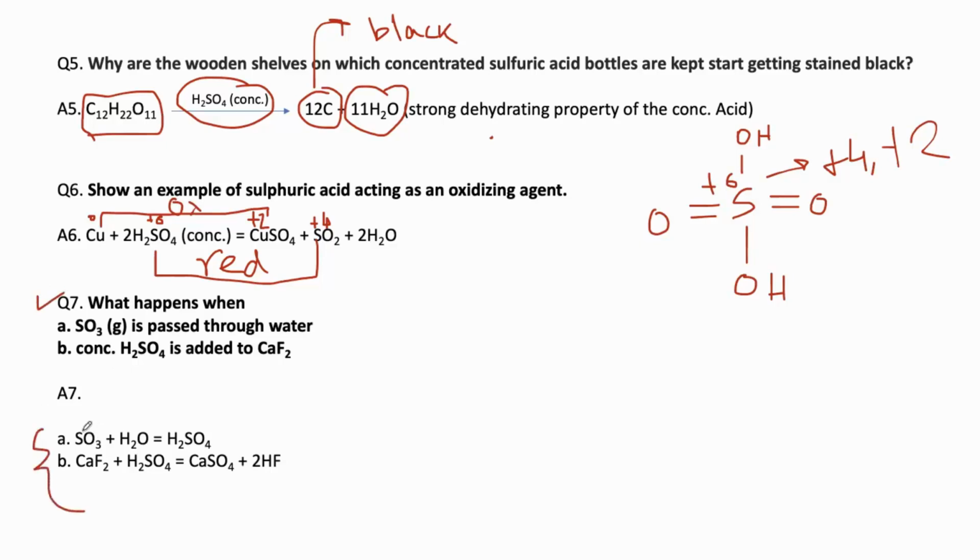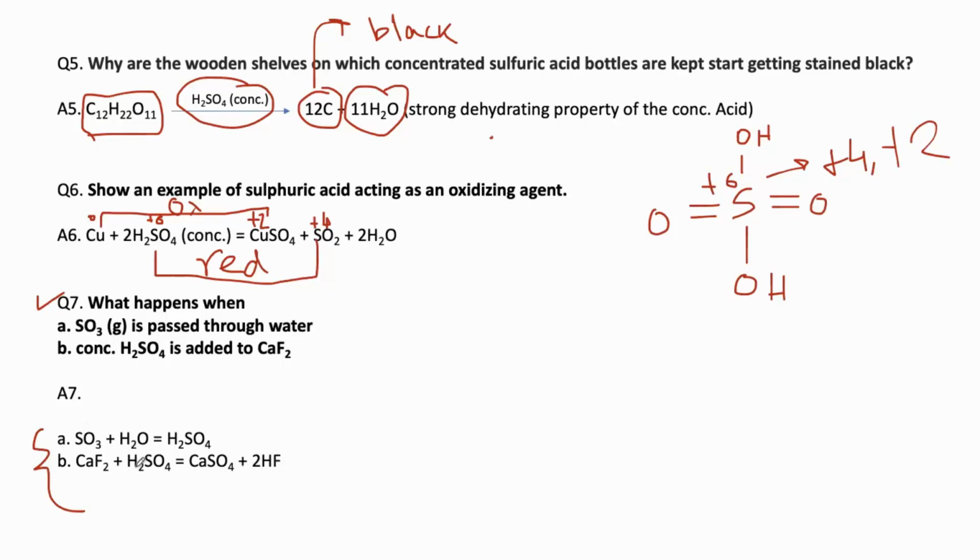First one: when sulfur trioxide is treated with water, it forms sulfuric acid. That is the industrial scale preparation of sulfuric acid. When SO3 is dissolved in water, this is the formation of sulfuric acid.